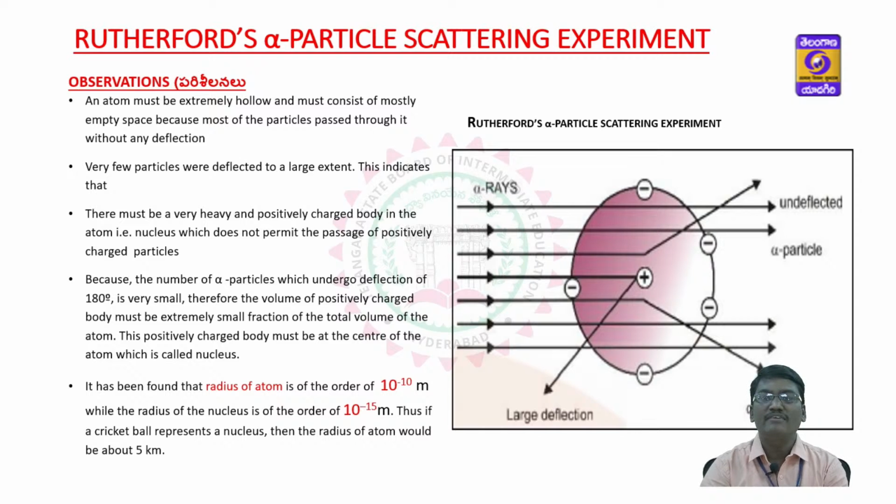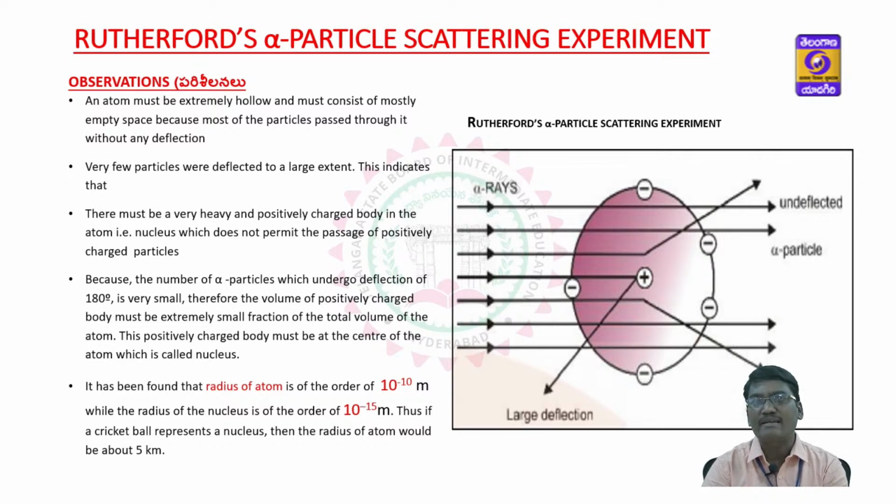So it has been found that the radius of the atom is in the order of 10 power -10 meters. So atom radius is 10 power -10 meters, while the radius of the nucleus is 10 power -15 meters. Thus, if a cricket ball represents a nucleus, around the nucleus 5 kilometers volume is the atom. Means if a ball is the nucleus, around that 5 kilometers, if we assume that total space comes under the atom, that means the atom is very, very bigger than the nucleus.